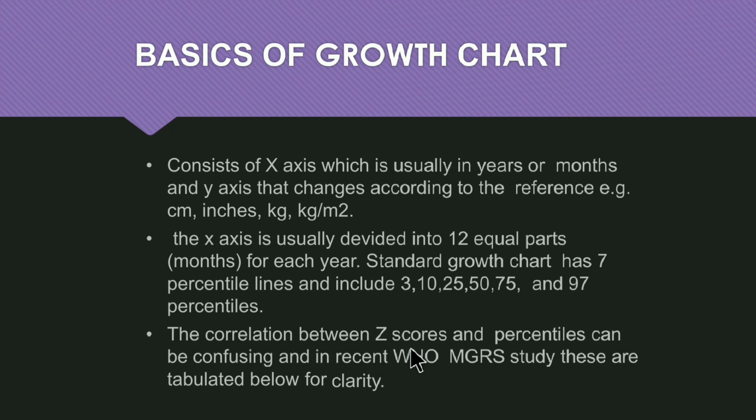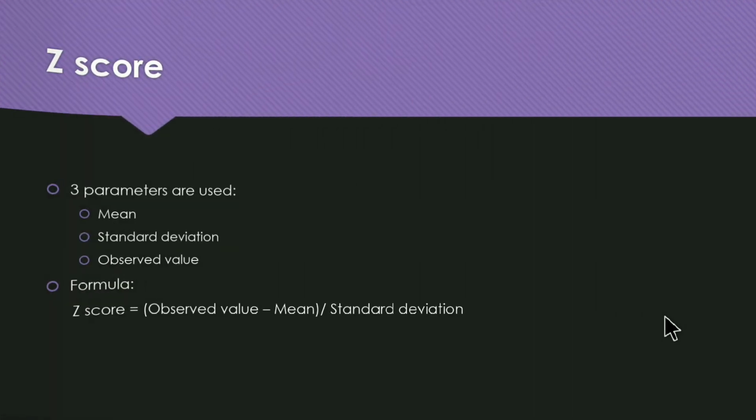Now it is very difficult to find out the correlation between z-score and percentiles, and that is why the WHO MGRS study has made a table of z-scores, and from that table we can find out whether the child is having normal growth or not. But before that we should know what is z-score. So let us find out what is z-score.